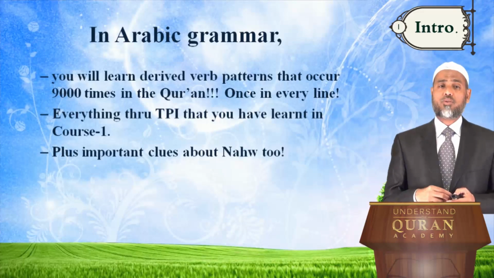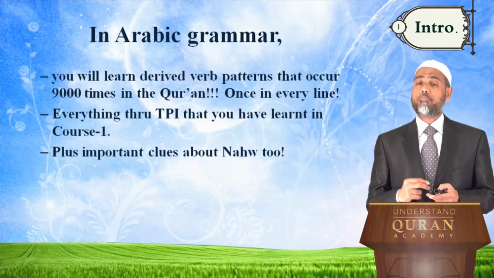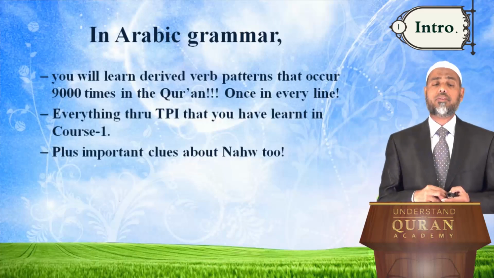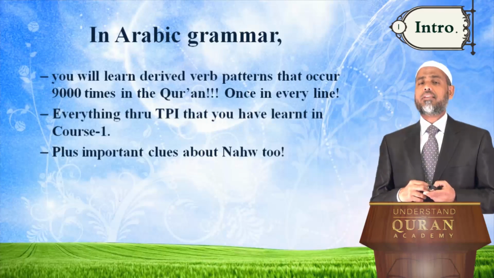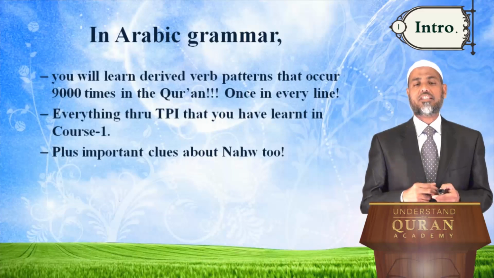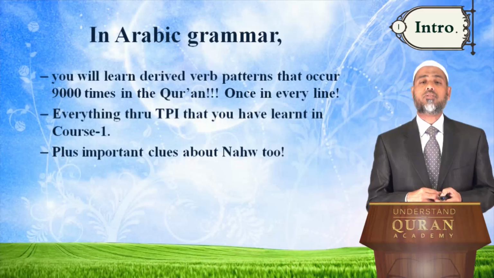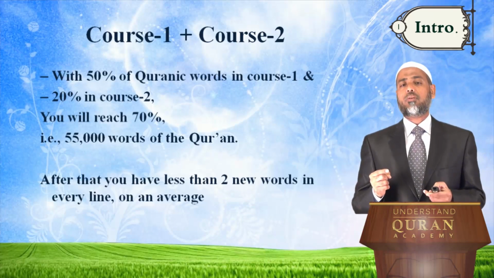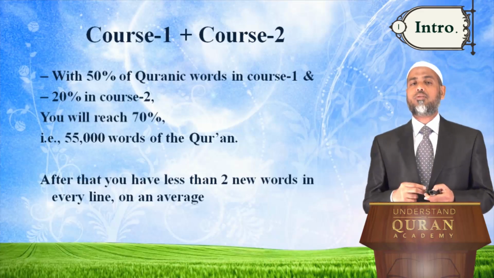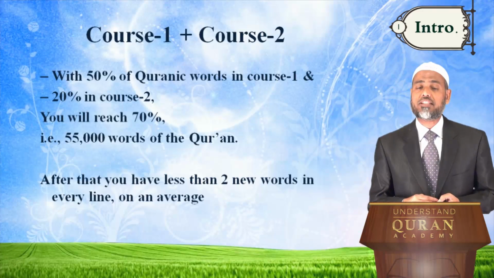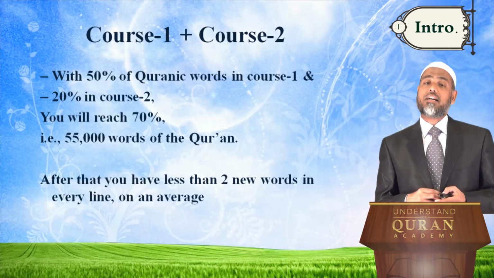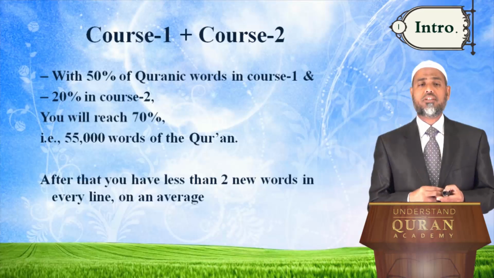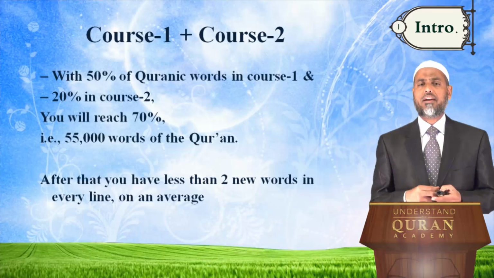In Arabic grammar in this course, you will learn derived verb patterns that occur 9,000 times in the Quran. Once in every line of the Quran, almost. And everything through TPI that you have learned in course 1. Plus important clues about Nahv too. So, with 50% of the Quranic words in course 1 and 20% in course 2, you will reach 70%. That is 55,000 words of the Quran. After that, you will have less than 2 new words in every line of the Quran on an average.